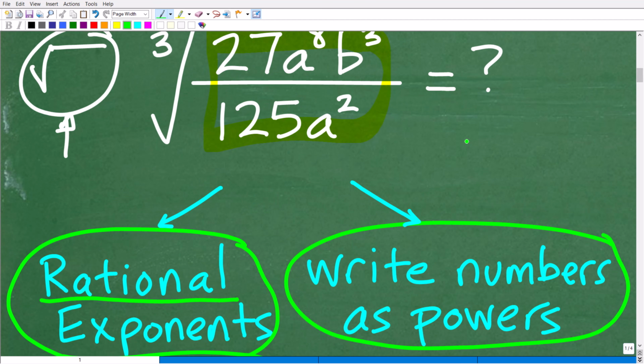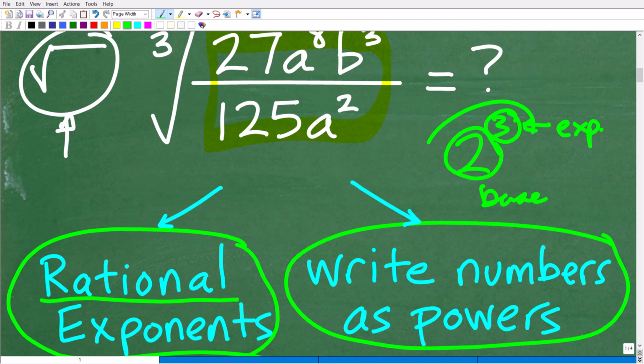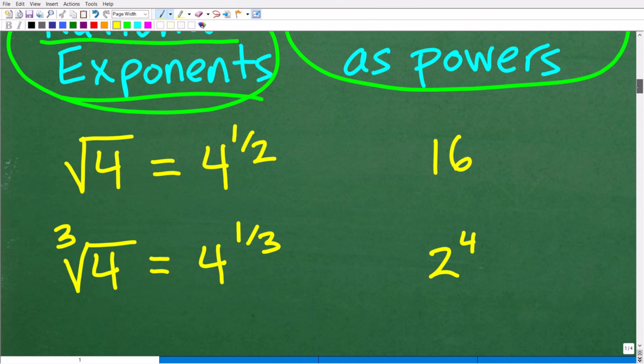Well, when it comes to powers like 2 to the third power, this 3 up here is the exponent. This 2 is the base. The entire thing is a power. So when I'm thinking about rational exponents, I'm thinking about exponents, these little numbers up here that are fractions. Okay, so let's take a look at how this works.